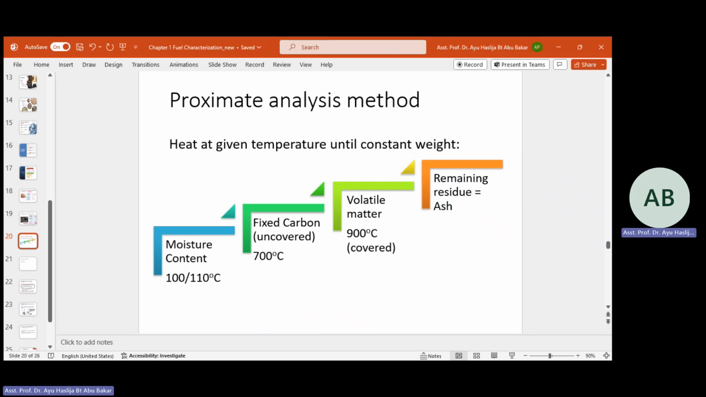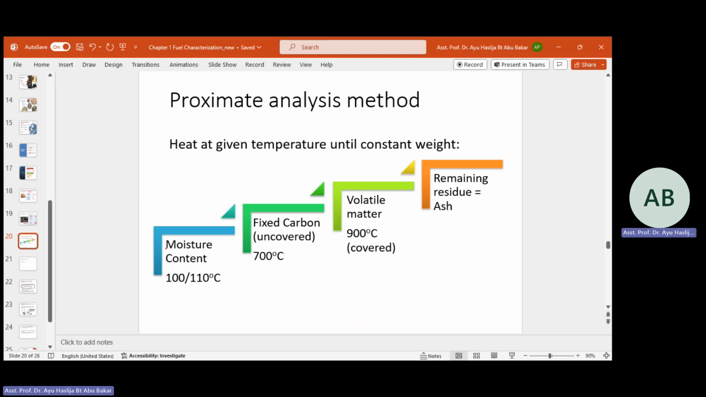Okay, proximate analysis. Macam mana nak tahu moisture content, fixed carbon, volatile matter and ash? Apart from hantar pergi lab, ada equipment. Itu yang the best lah, ada equipment. But kita boleh cari juga dekat lab sendiri.